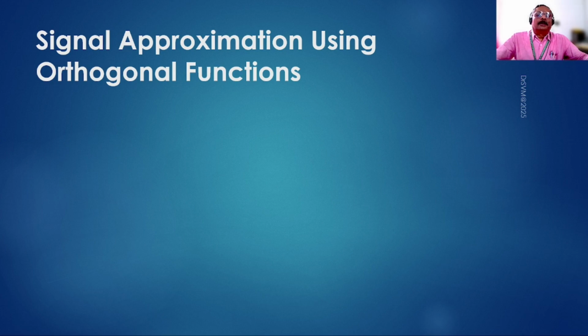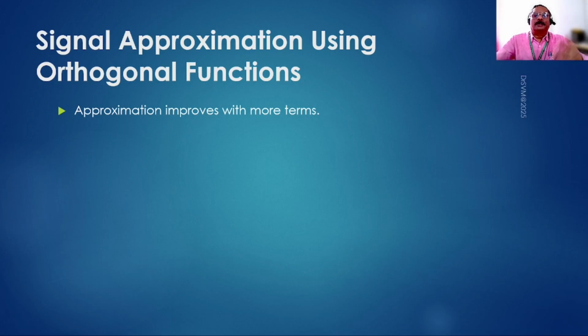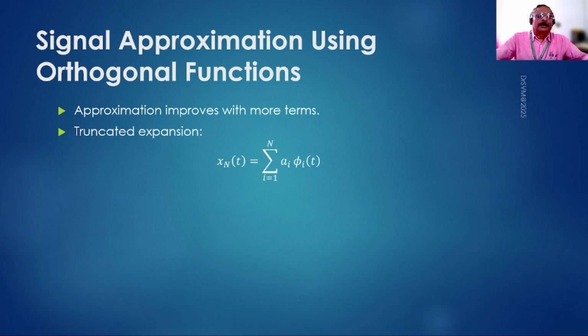Now, how can these orthogonal functions be used to approximate a signal? The approximation improves with more terms. The more terms we use, the better the approximation we have. If it is a truncated expansion, then there is some limit to n.